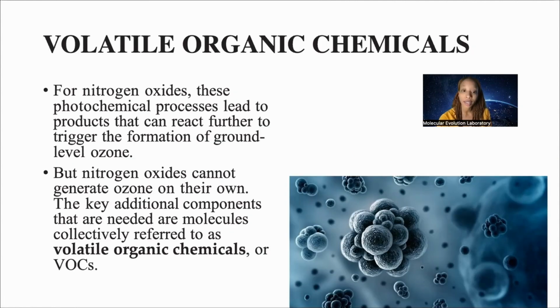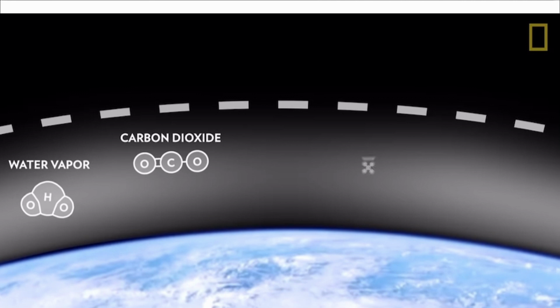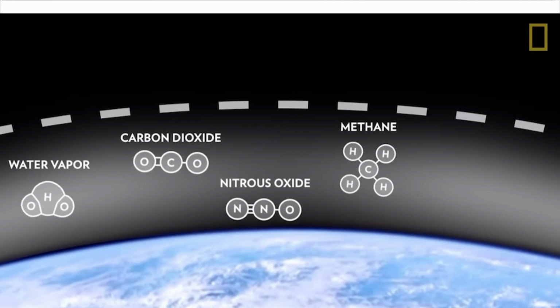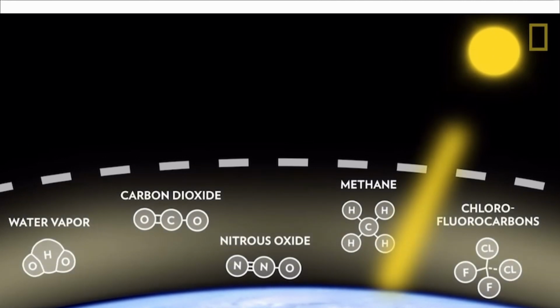For nitrogen oxides, these photochemical processes lead to products that can further trigger the formation of ground level ozone, as we've mentioned before. This is the ozone or trioxygen. But nitrogen oxides cannot generate ozone on their own. The key additional components that are needed are molecules collectively referred to as volatile organic chemicals, or VOCs.